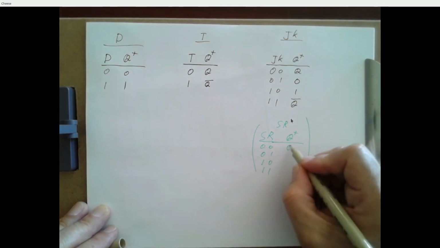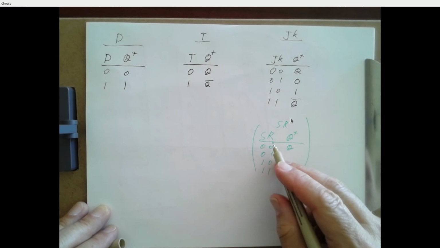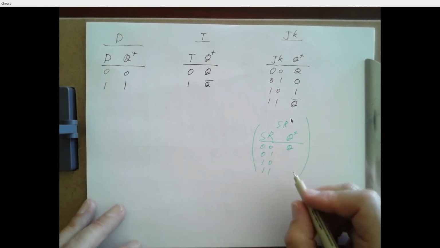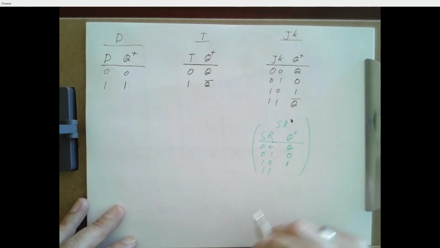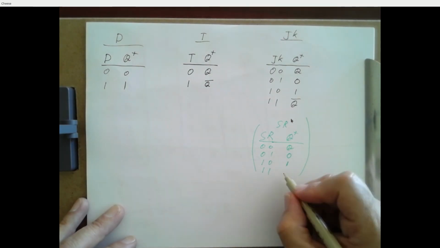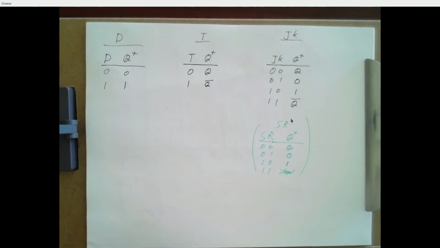So 0, 0 is a no-op, stays at Q. If R is 1, that's the reset state, forces it to a 0. If S is 1, that's the set state, forces it to a 1. 1, 1, we consider to be an illegal state, just like with an SR latch.